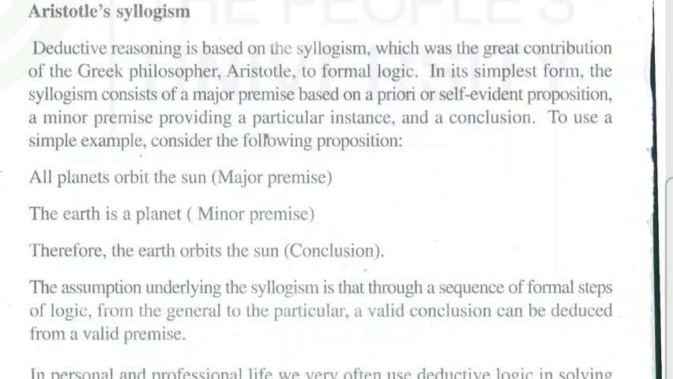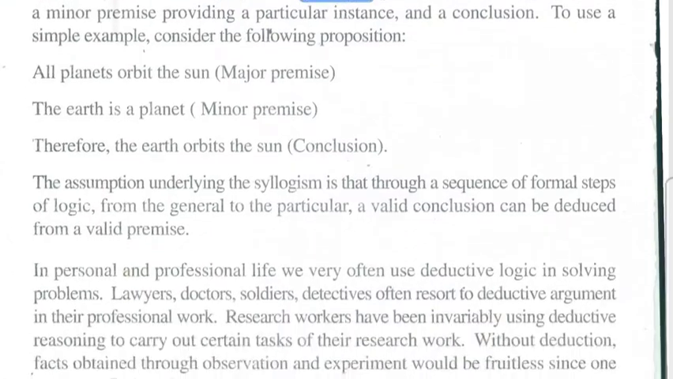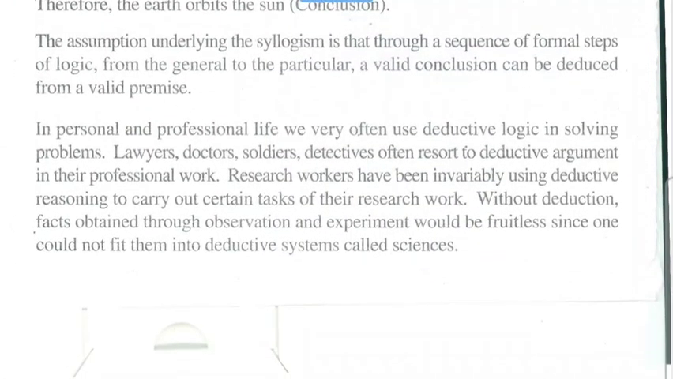To use a simple example, consider the following proposition. All planets orbit the Sun, major premise. The Earth is a planet, minor premise. Therefore, the Earth orbits the Sun, conclusion. The assumption underlying the syllogism is that through a sequence of formal steps of logic, from the general to the particular, a valid conclusion can be deduced from a valid premise.